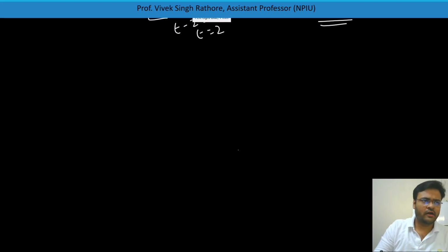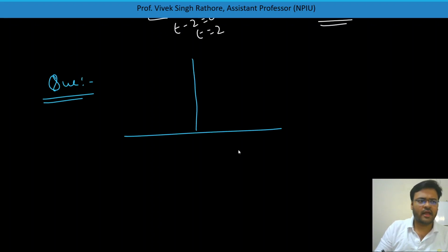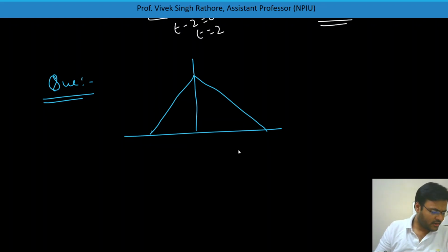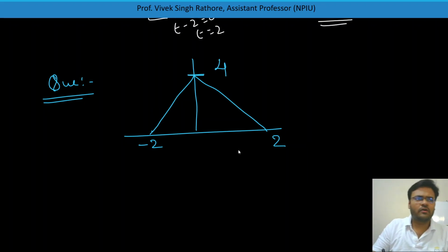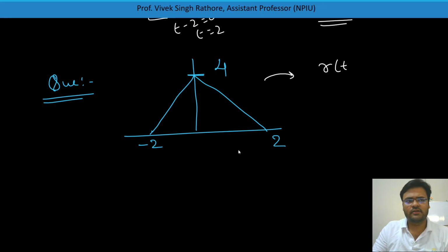I'll give you a question: a triangular pulse. This is a triangular pulse because it has a change of slope. That's why I'm giving you this question. Let's suppose the values are -2 to 2, and the peak value is 4. Now the question is, can you represent it in terms of r(t), that is the ramp signal? So how can we do it?